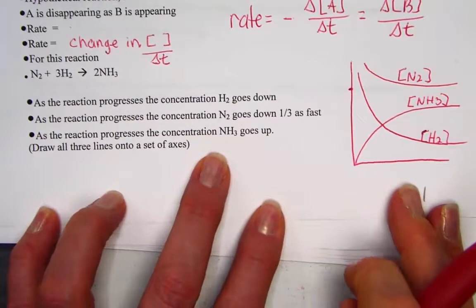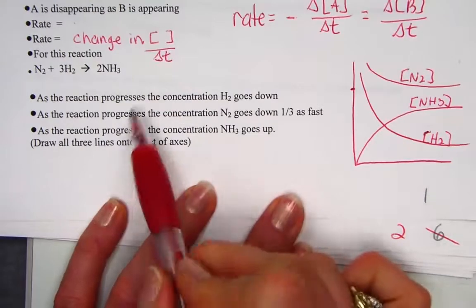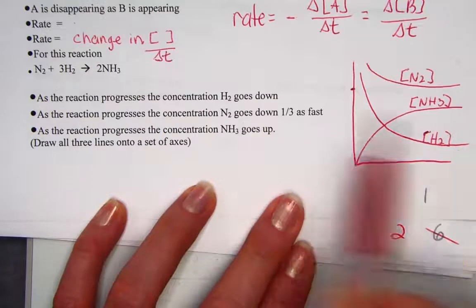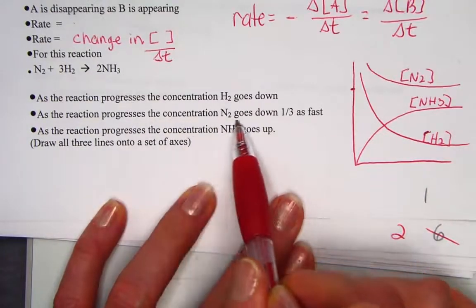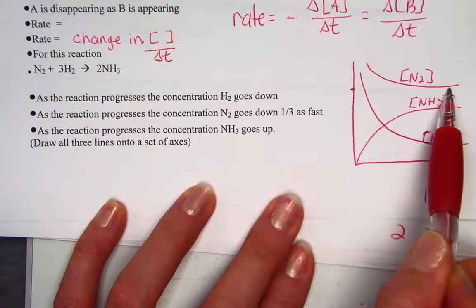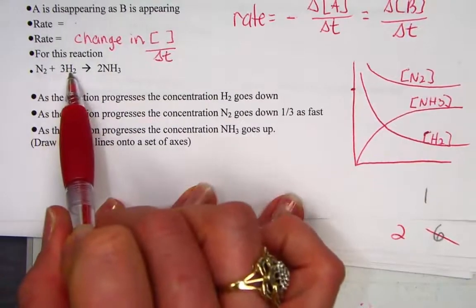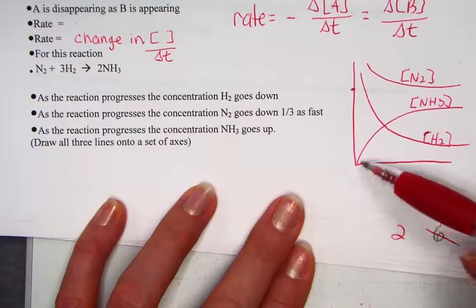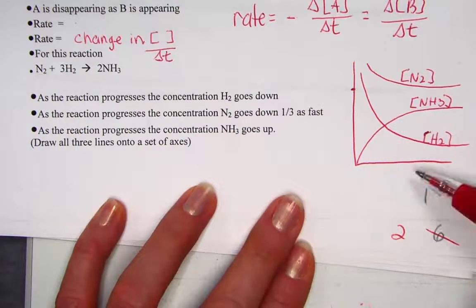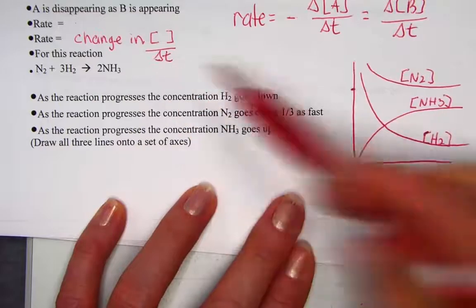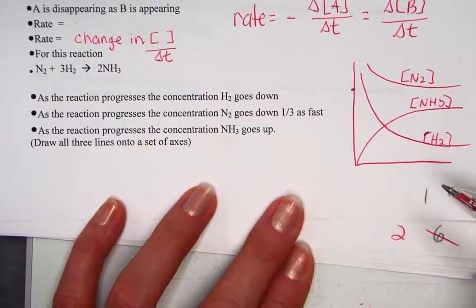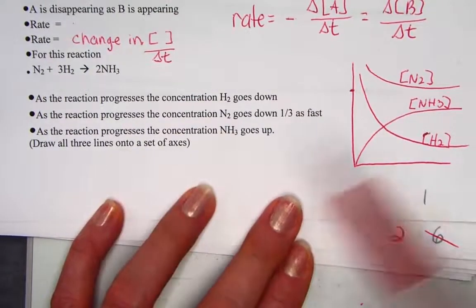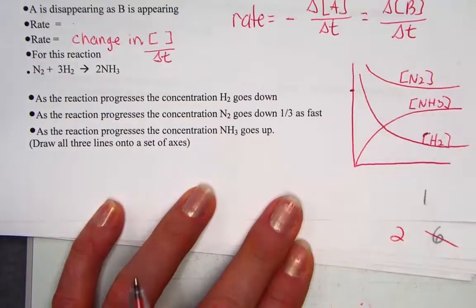Just a visual of what's happening in terms of kinetics. The reaction progresses and the concentration of hydrogen goes down. Reactants get used. As the reaction progresses, the concentration of nitrogen goes down 1/3 as fast, one over the given ratio, 1/3. All as the reaction progresses, the ammonia concentration goes up, and it's going to lie right between the two with its coefficient of 2. 2 moles worth of ammonia are formed. And I've shown that by drawing those 3 lines onto a set of axes. Reactants get used as products get made.